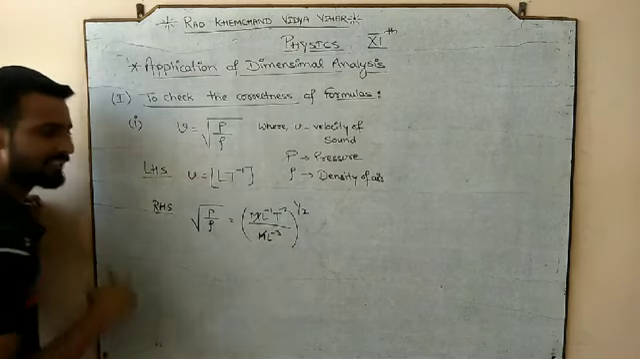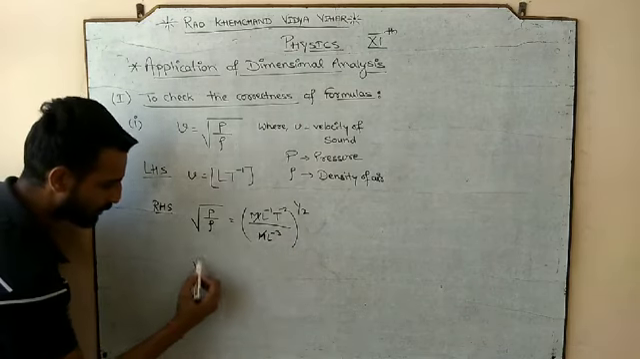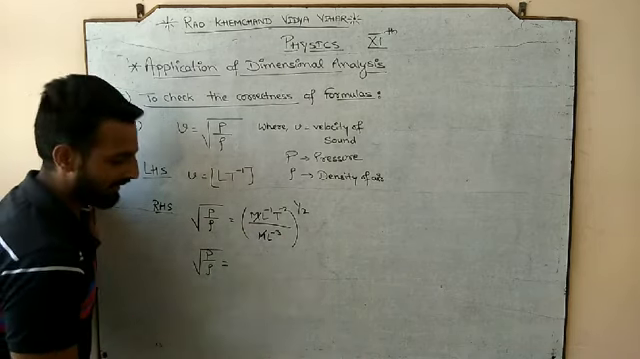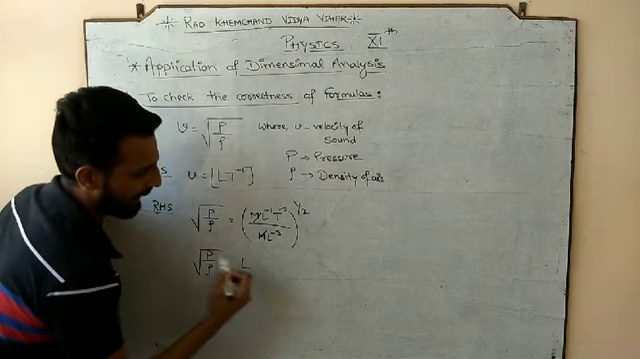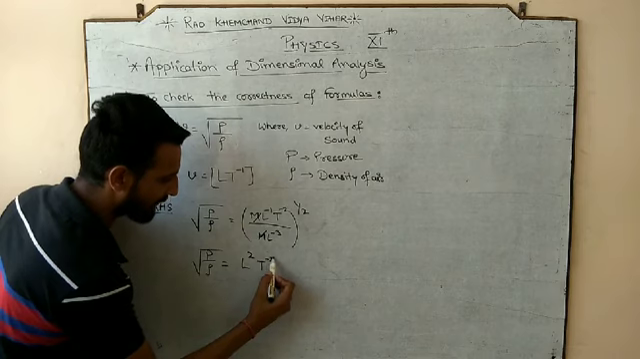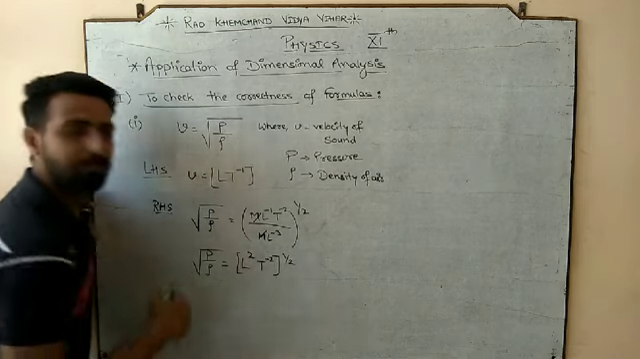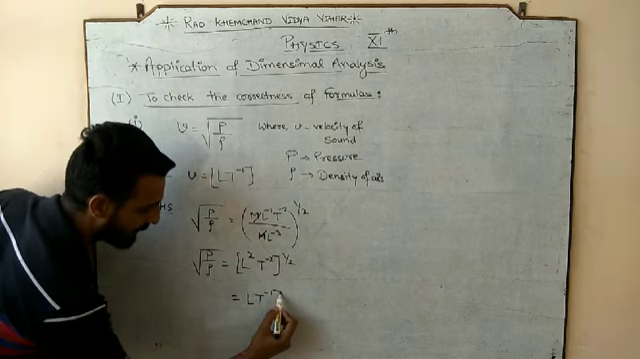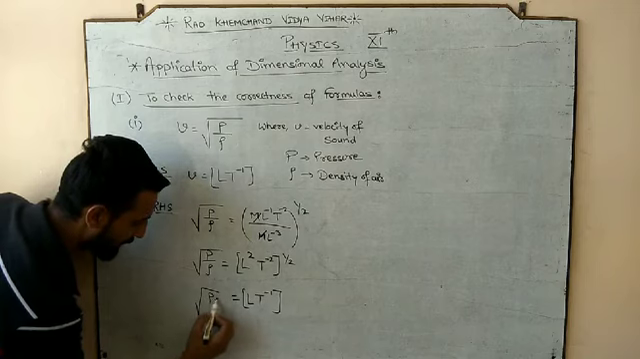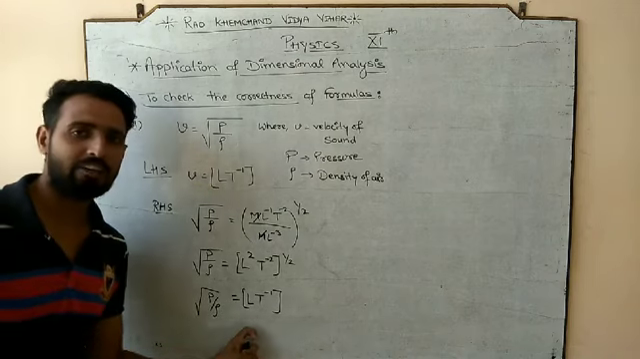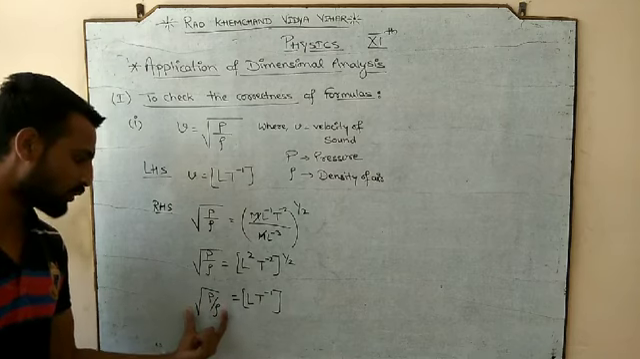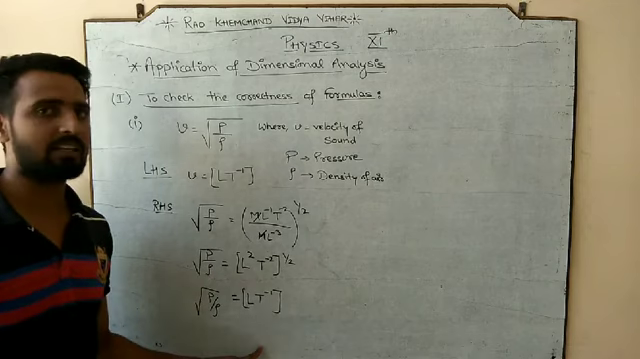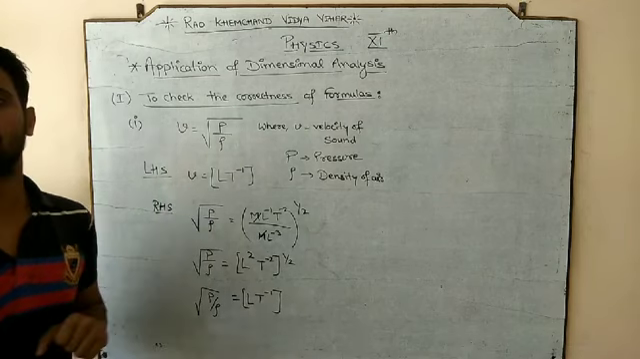Once we solve, mass cancels with mass, and root over P by rho is equal to L minus 1 times L 3, which becomes L squared, and T minus 2, whole power half. So what is the square root of L squared? It is L. What is the square root of T minus 2? It is T minus 1. So root over P by rho gives the dimension LT minus 1. It uses length one time, and it uses time also one time, but in the denominator. And in the same manner velocity works.